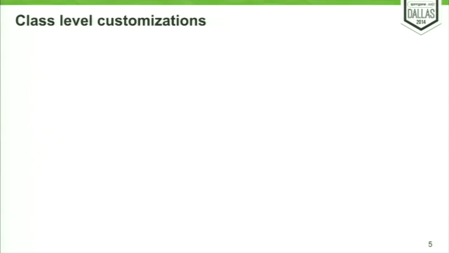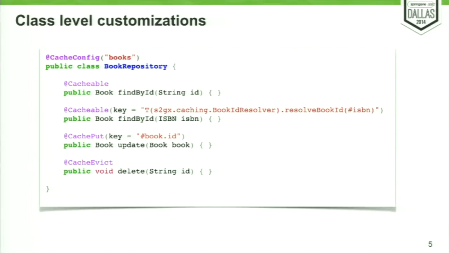But we still have a quite complex SpEL expression in there. What it does, if you're not familiar with SpEL expressions, is call a static method called resolveBookID on a class called BookIDResolver, passing the ISBN argument. So the argument of the method is being passed to the expression. As you might suspect, what that does is just figure out the string ID out of it and use that as a key.